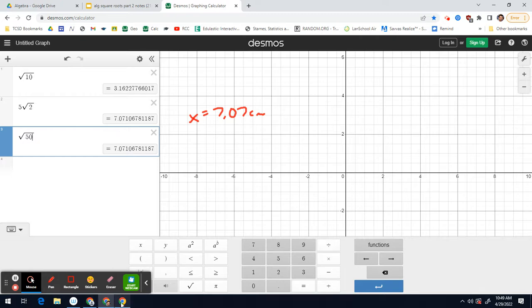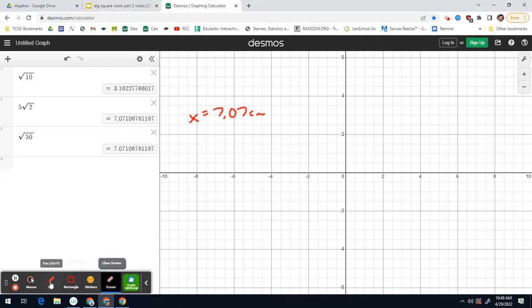All right, last but not least, example 3. Let's take a look.